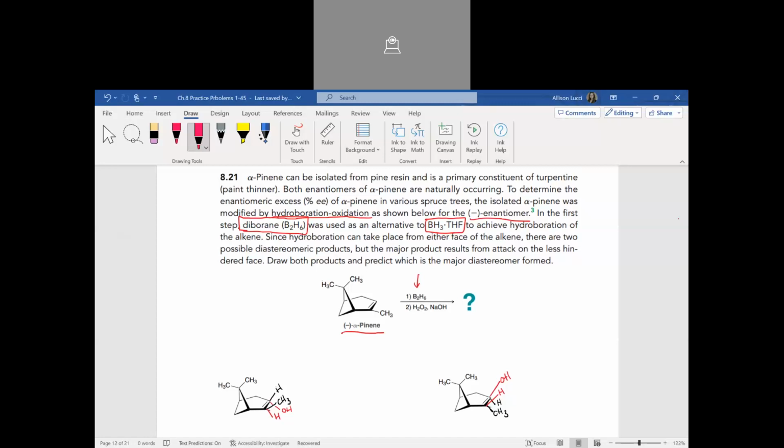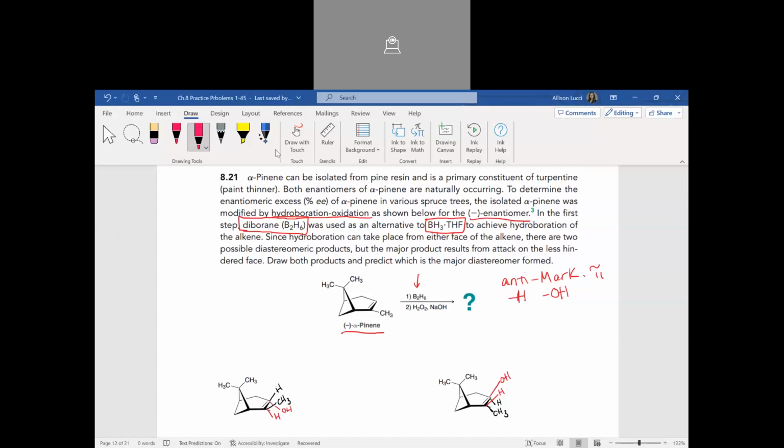So we know that we're going to have a hydroboration oxidation, so we know that we're going to have anti-Markovnikov addition across our pi bond, and that will be where H goes to the more highly substituted carbon where more hydrogens are, since it's anti-Markovnikov, and then our OH will go to our less highly substituted carbon.